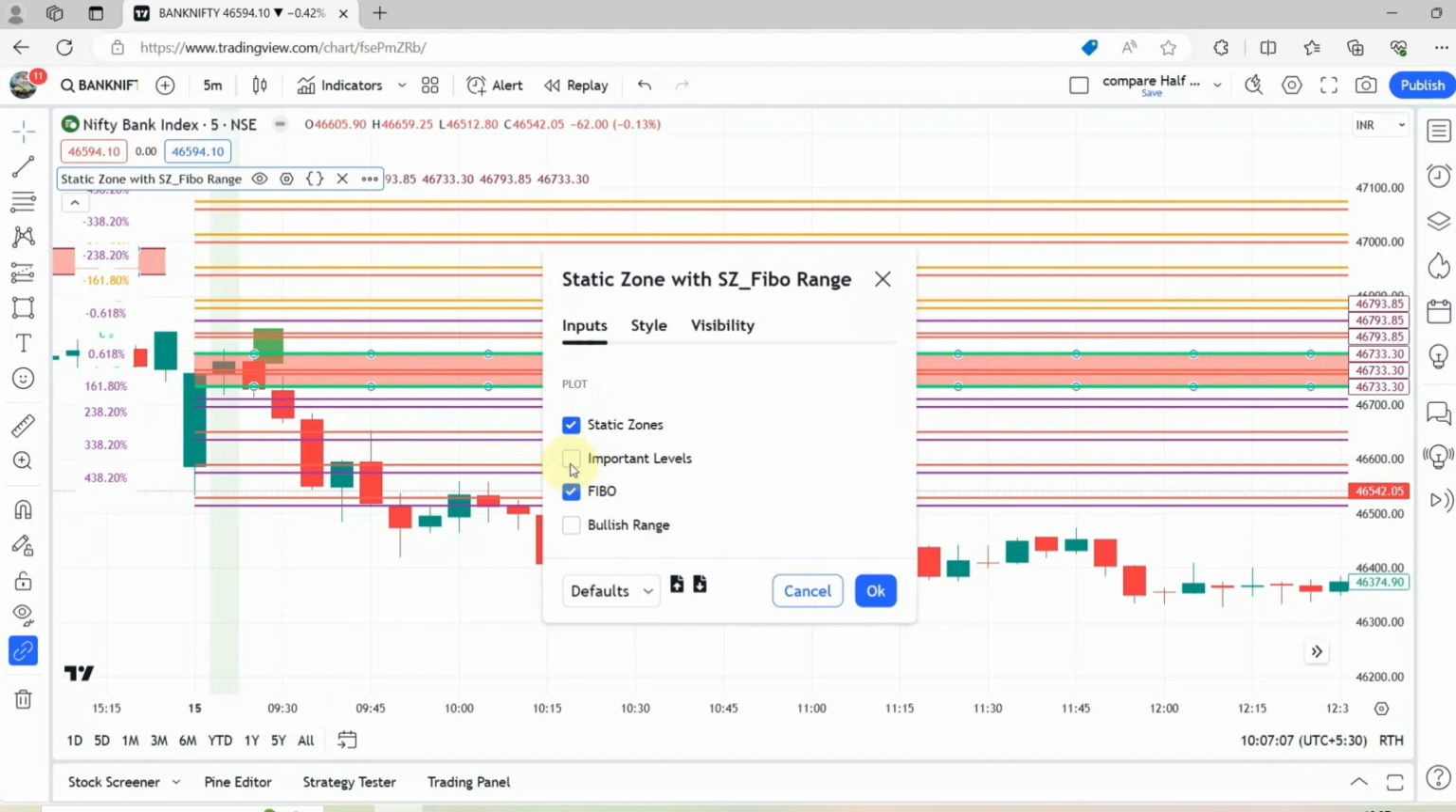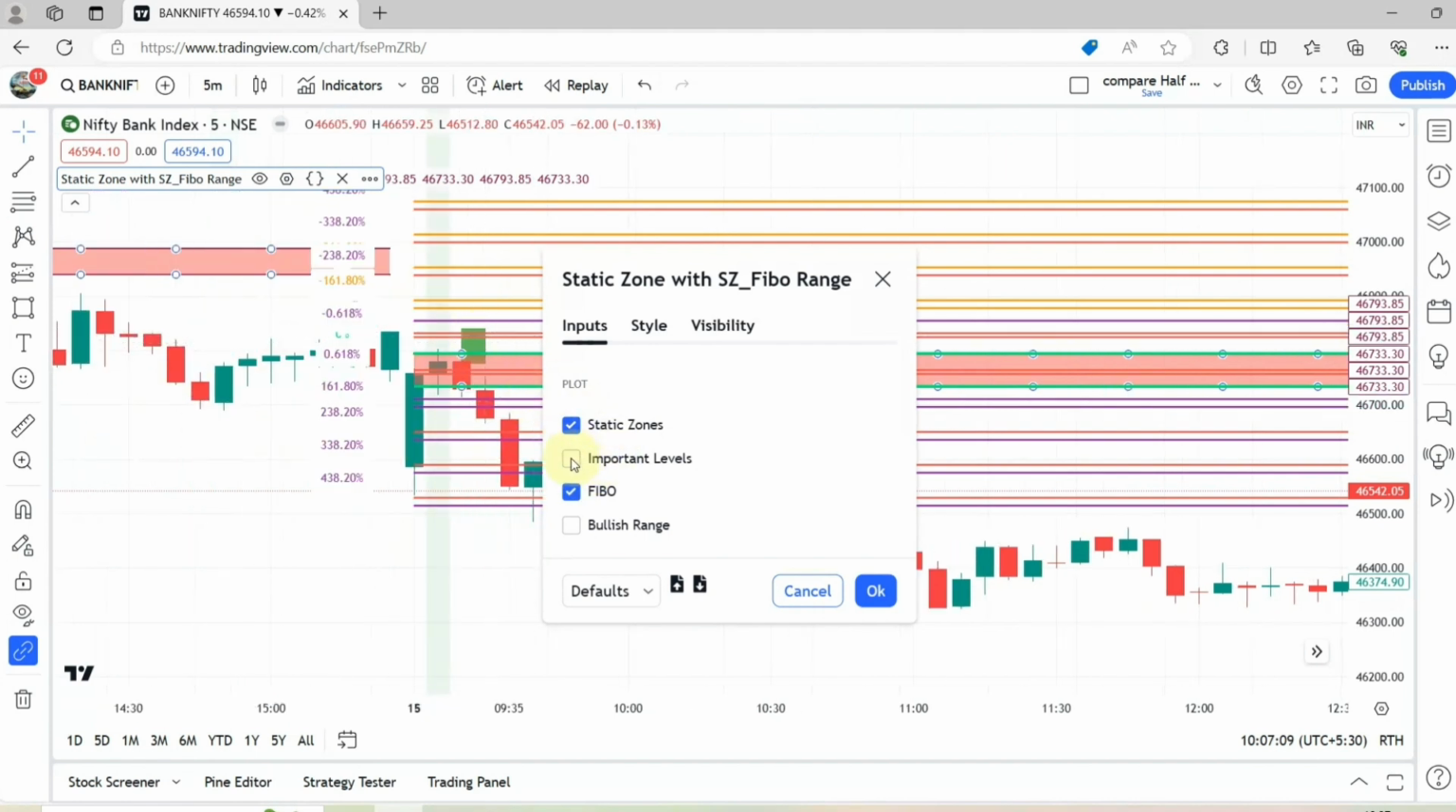And now I am just going to explain another level, that is important levels. This important level is the previous day static zone level, so that will be acting as today's level.